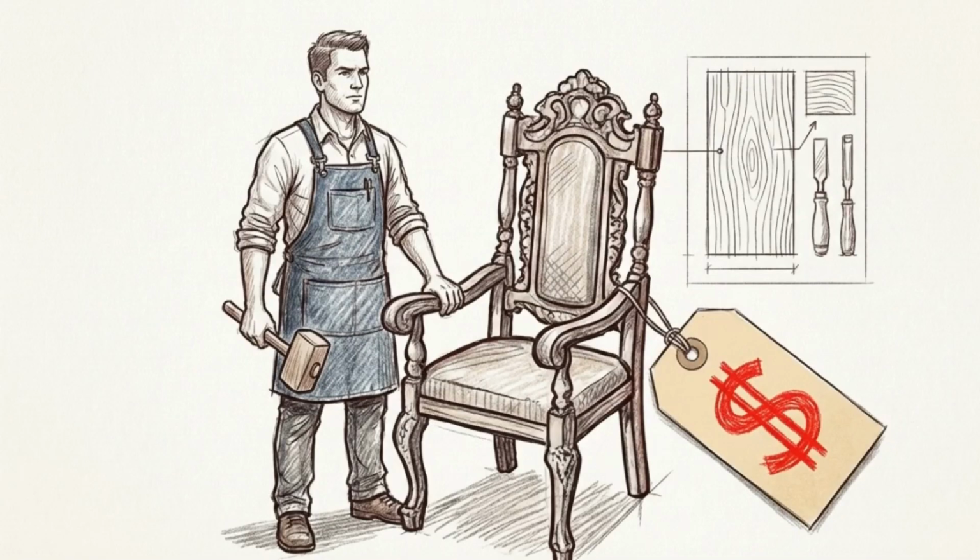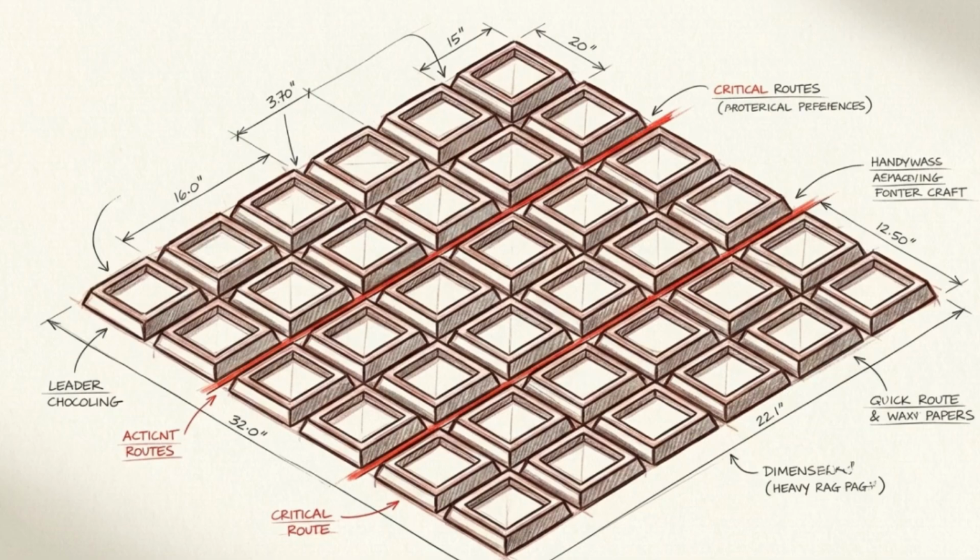If a company makes custom, unique items, like custom furniture, they use job costing, where it's easy to track the price tag for one specific project. But in continuous mass production, there are no unique jobs.